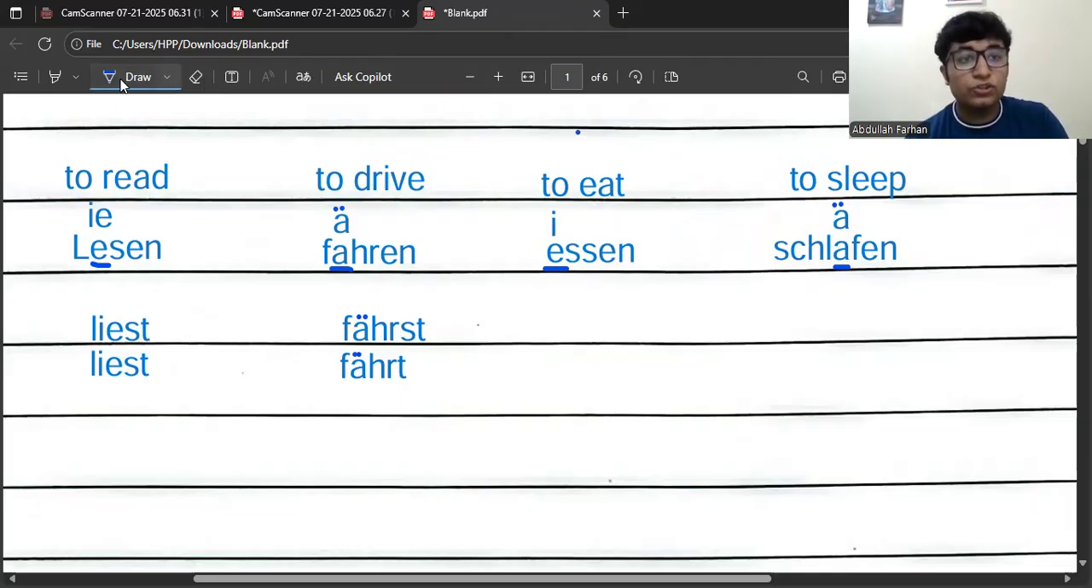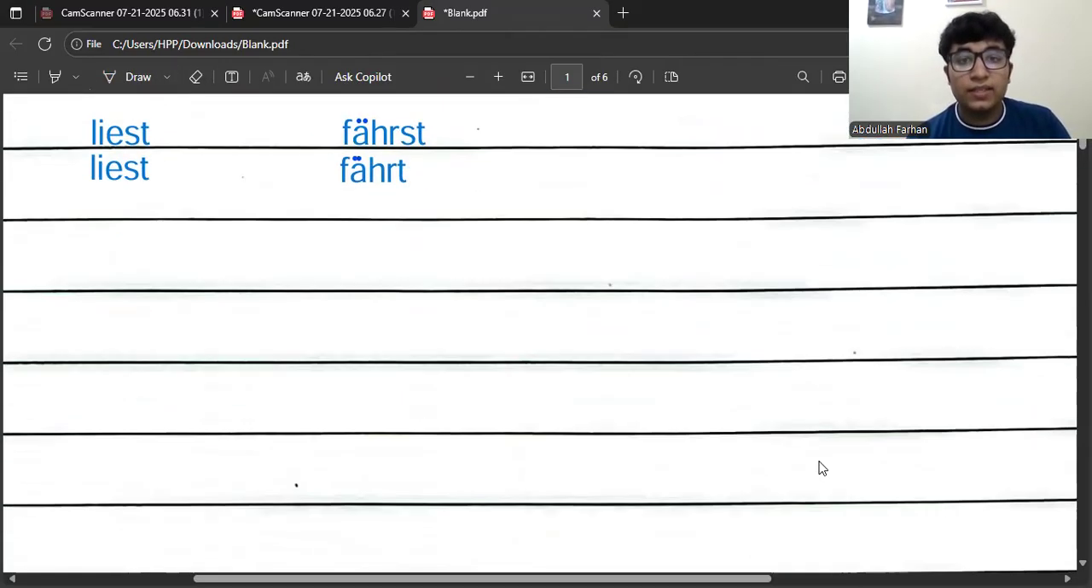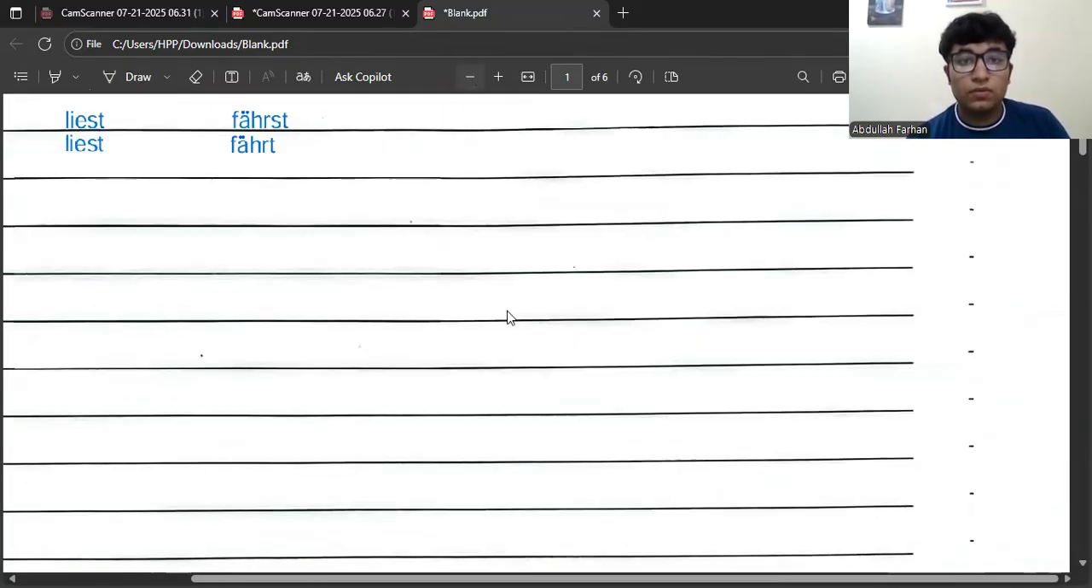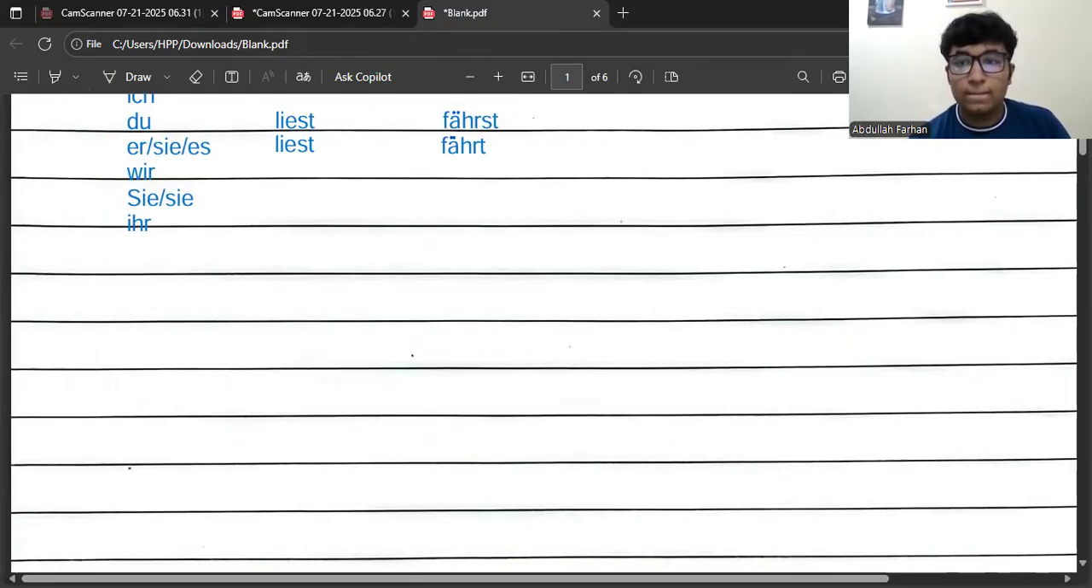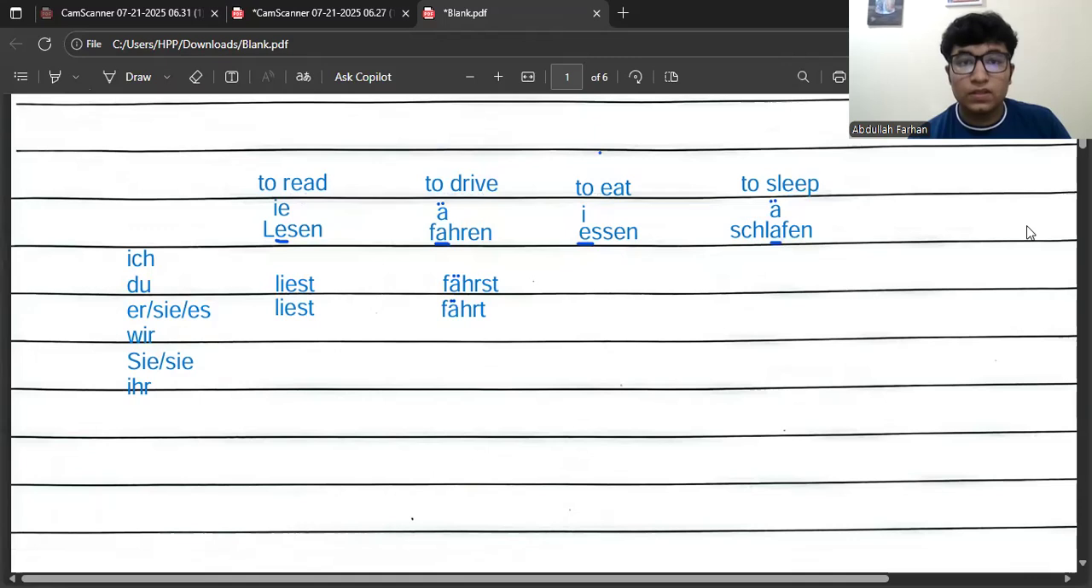I want you to conjugate all of them in the same way I conjugated the first two. Till then, let me list down a few more. For essen, it is going to be isst, and for the other one, you're going to miss an S. It's not going to be triple S, it is going to be double S: du isst, er isst. Then du schläfst, er schläft, sie schläft.